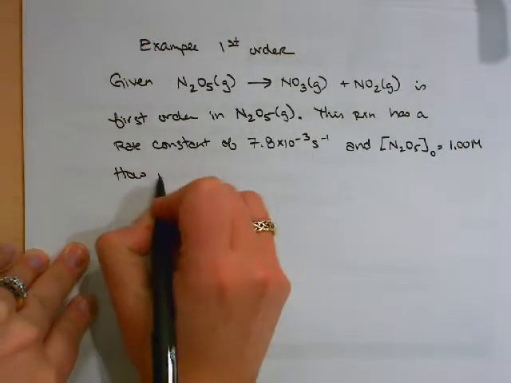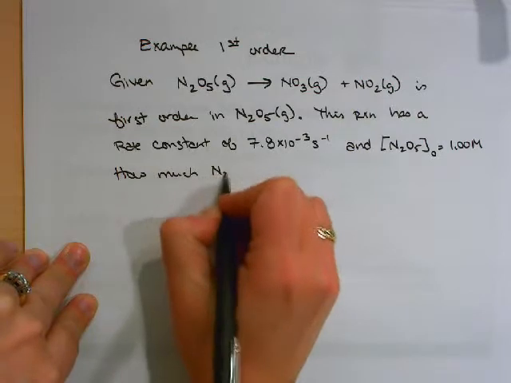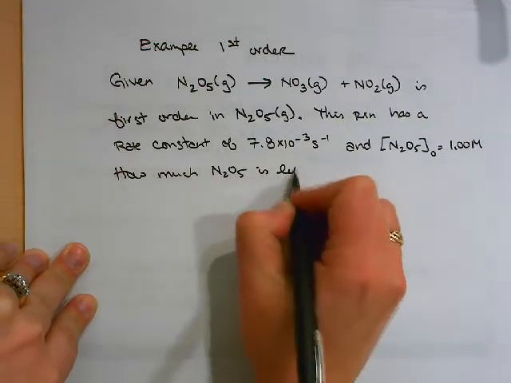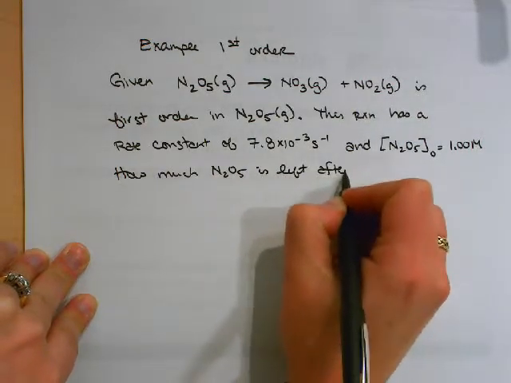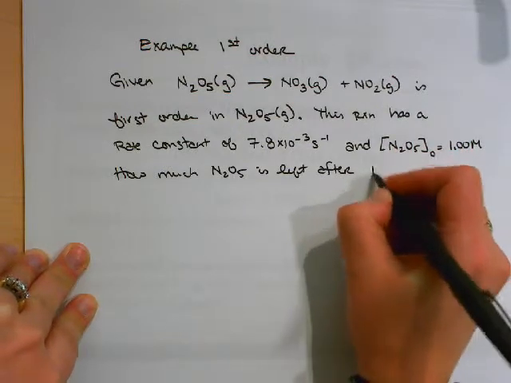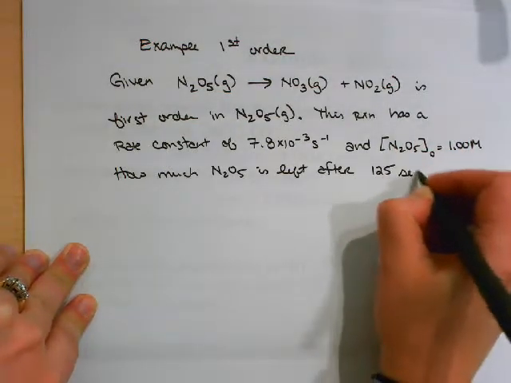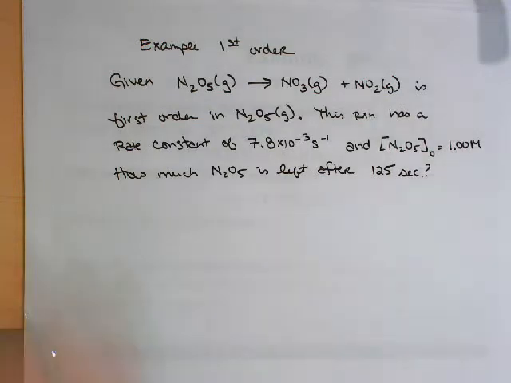I'm looking for how much N2O5 is left after, we'll take 125 seconds. Alright, so I know how much I started with. I know it's first order. I want to figure out how much do I have left after this time has elapsed.